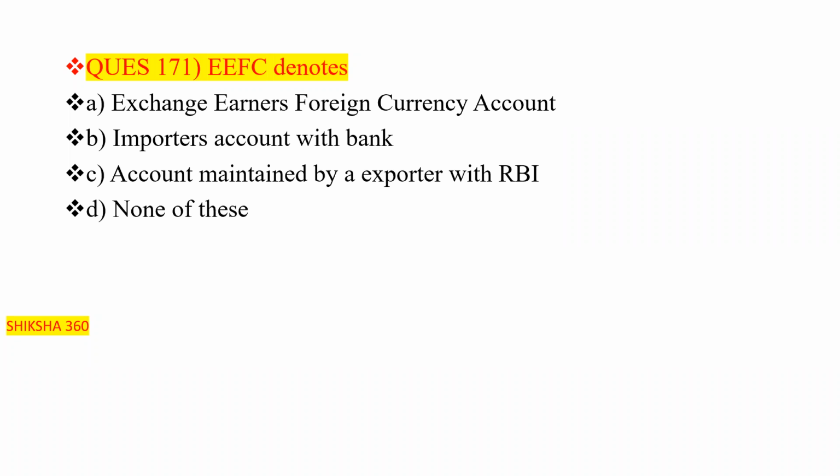First one is exchange earners foreign currency account. Second one is importers account with the bank. Third one is the account maintained by exporter with RBI. Fourth one is none of these. So what is the meaning of EEFC? Basically, it is the exchange earners foreign currency account.